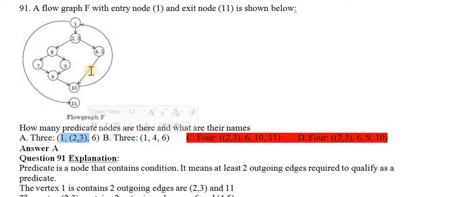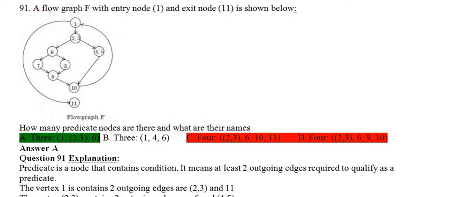Is there any node other than 1, 2, 3 and 6 that is a predicate node? We can check. If we are checking 7, only 1 outgoing edge. If we are checking 8, only 1. If we are checking 9, only 1. If we are checking 4, 5, only 1. If we are checking 10, again only 1 outgoing edge. Okay, so now the answer is 3 predicate nodes, and those are 1, 2, 3 and 6. So option A is correct.